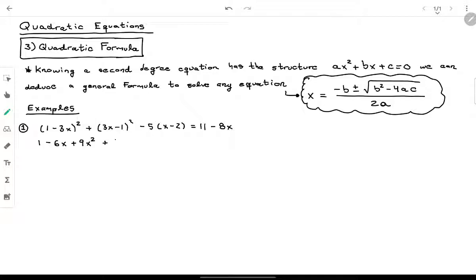Then it's going to be the first one squared minus 2 times the first one multiplied by the second one plus the second one squared. Then it's going to be minus 5x, minus multiplied by minus, it's plus 10, equals 11 minus 8x. If we change everything to the left side, it's going to be 9x squared plus 9x squared. Then it's going to be minus 6x minus 6x minus 5x plus 8x.